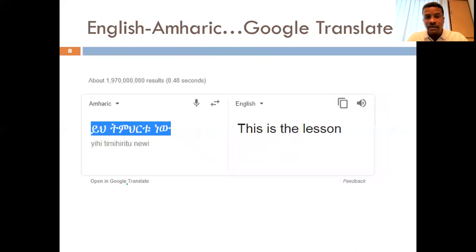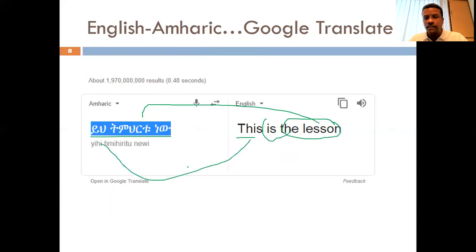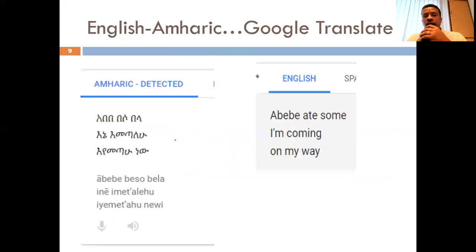Mind you, and again, very recently, when I gave it ይህ ትምህርቱ ነው, what did it say? This is a lesson. This is a good translation, right? The lesson means ትምህርት ነው. This means ይህ ነው. Is means ነው. So it's a very good translation here.